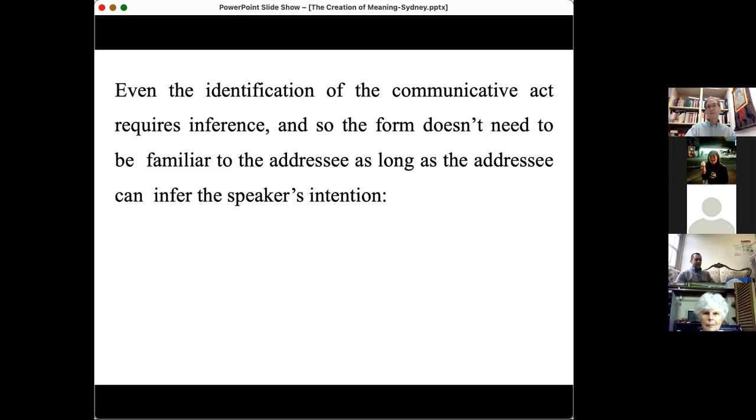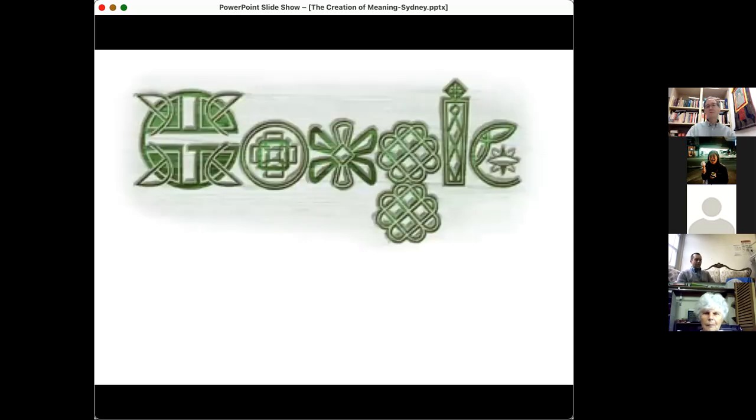So the form doesn't need to be familiar. Because of this, the form doesn't need to be familiar to the addressee as long as the addressee can infer the speaker's intention. So we have things like this, where this company put together these Irish icons on St. Patrick's Day. And everyone that reads this probably can create a certain meaning out of it, but there are no letters here. There cannot be any coding, decoding. It's all simply inference from the particular shape, from the particular knowledge of the company and other factors that you can create the meaning that you do.